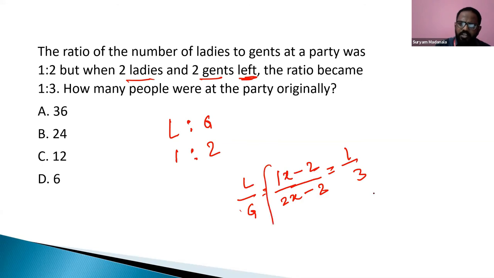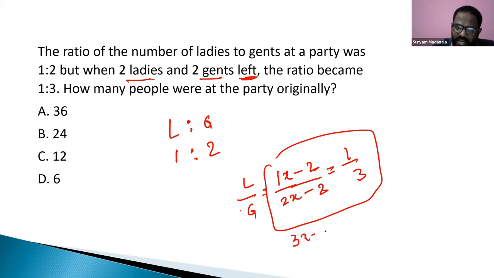This is nothing but a cross multiplication. If you multiply here, 3x minus 6 is equal to 2x minus 2. You get x equal to 4.